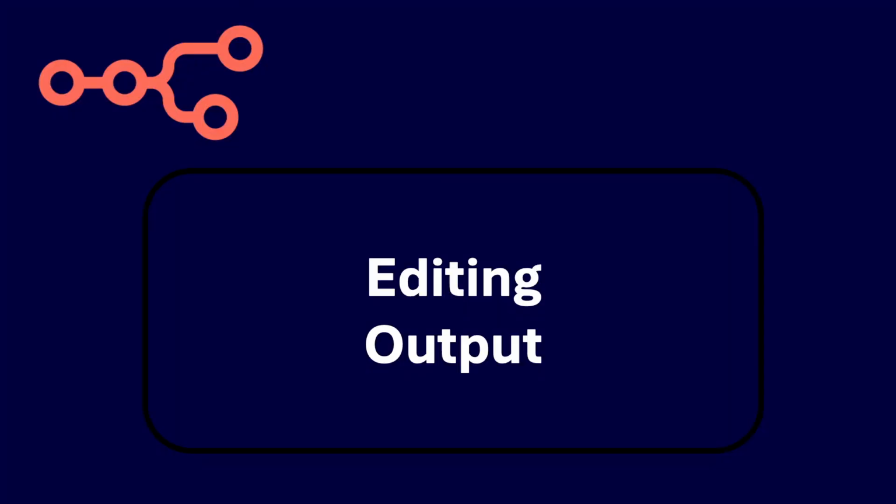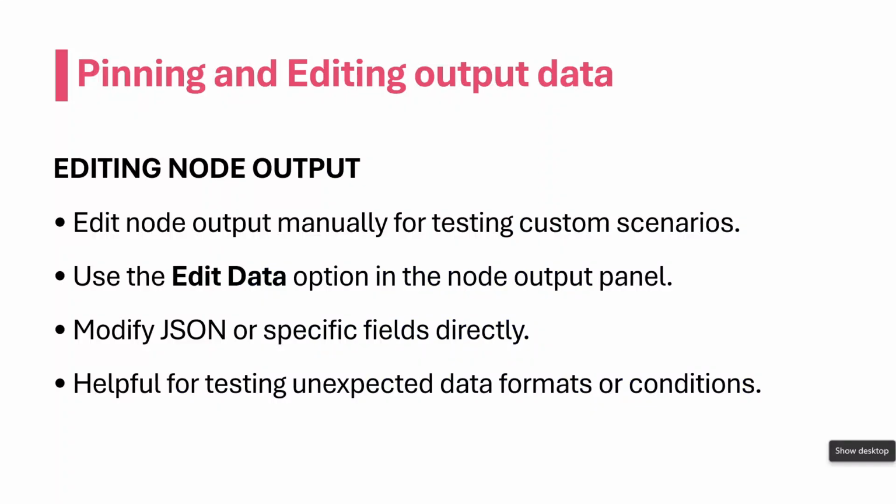Now we will see another important tool, editing output data. Sometimes you need to simulate a specific data structure without running a real API. At that time, you can manually edit the node output. Just click on the output section, choose edit data, and modify the JSON. You can change values, add or remove fields, or test how your workflow reacts to missing data. This helps you prepare for real-world variations and edge cases, without needing to reconfigure the entire workflow.